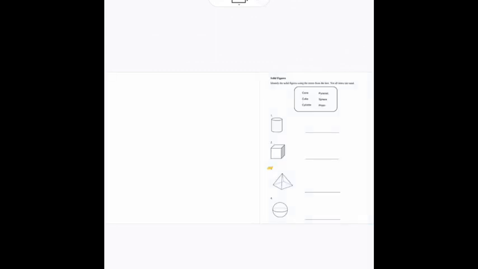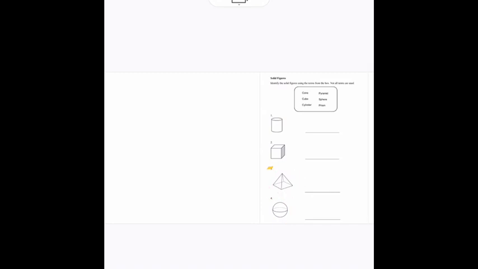Page 3. Solid figures. Identify the solid using the terms from the box. These are the terms. Not all terms are used. So there's 1, 2, 3, 4, 5, 6 terms, but there's only 4 questions. So I'm just gonna go over number 3. So what does this look like to you? This looks different from the other numbers. We can tell right away what this shape is and what this shape is and what this shape is, but we're not sure about this one, right?